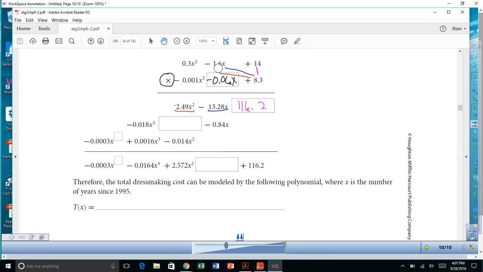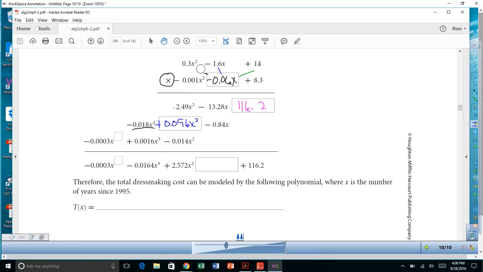Now let me get these lines out of the way so you can see what I'm doing with this next one. All right. So we're going to take negative 0.06x, and we're going to multiply it by 14, and we get negative 0.84x. Then we're going to take negative 0.06x and multiply it by negative 1.6x, and we're going to get plus 0.096x squared. And then we're going to multiply negative 0.06x times 0.3x squared, and we're going to get negative 0.018x cubed.